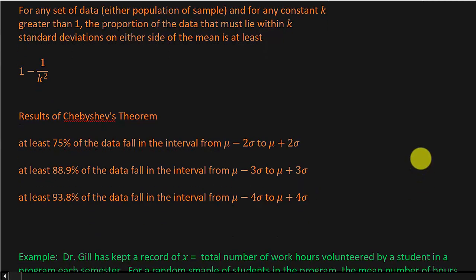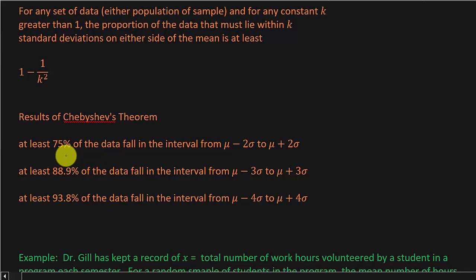Okay, so it says at least 75% of the data fall in the interval from mu minus 2 sigma to mu plus 2 sigma. 88.9% is mu minus 3 sigma to mu plus 3 sigma. And at least 93.8% fall in the interval mu minus 4 sigma to mu plus 4 sigma. So what this means is mu minus 2 standard deviations. So from the mean, we're going 2 standard deviations to the left and 2 standard deviations to the right. Okay, that's what it means.